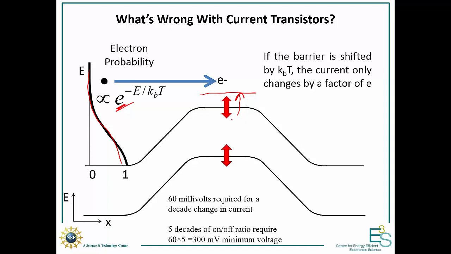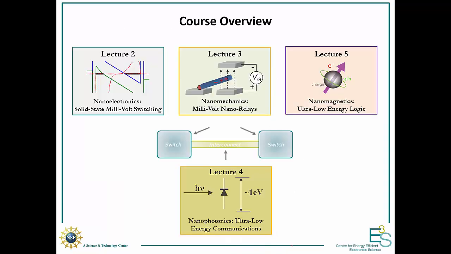This factor of e per kT in voltage means we need 60 millivolts to get a decade change in current. So if you want a large on-off ratio, say 5 decades, we're going to need 300 millivolts to switch our transistor. This is a fundamental limit, which means that if we continue making transistors as we always have been, we're never going to reduce the power significantly. This means we need a new type of transistor, and that's the goal of this course.